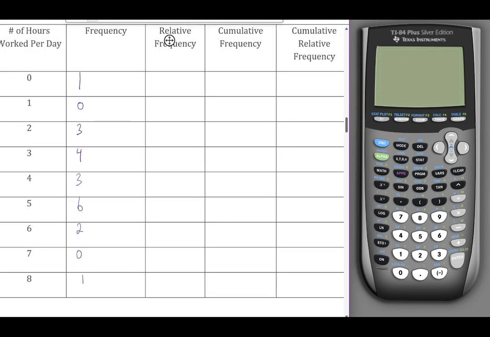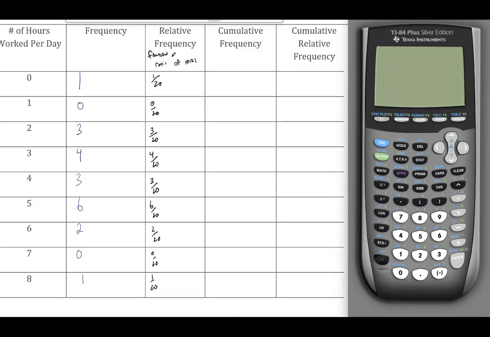So the relative frequency we talked about in the previous video, the relative frequency is just a fraction or ratio of the total. In this case, we know that there are 20, so this would be 1 out of 20, 0 out of 20, 3 out of 20, 4 out of 20, 3 out of 20, 6 out of 20, 2 out of 20, 0 out of 20, and 1 out of 20.